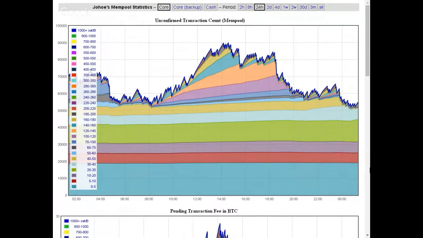Now, keep in mind, where am I? I'm at almost 1 o'clock New York time, I think 1:30. Your transactions' satoshis per byte would need to be above 60. If you paid 60 satoshis per byte, you would get your transactions in the block.